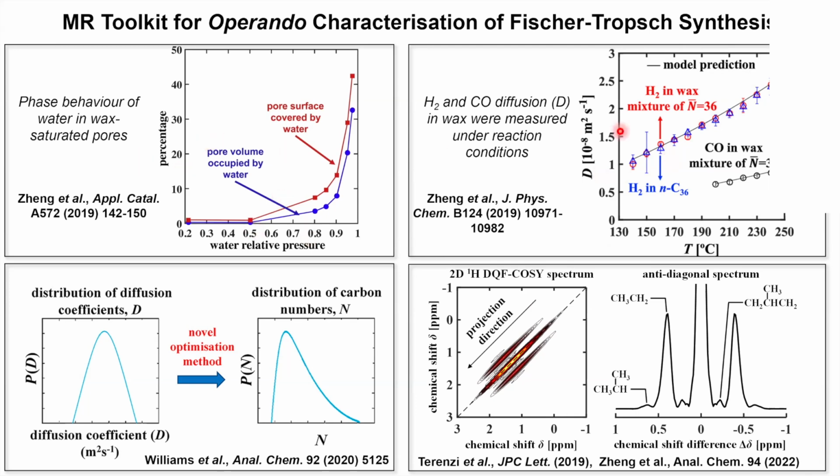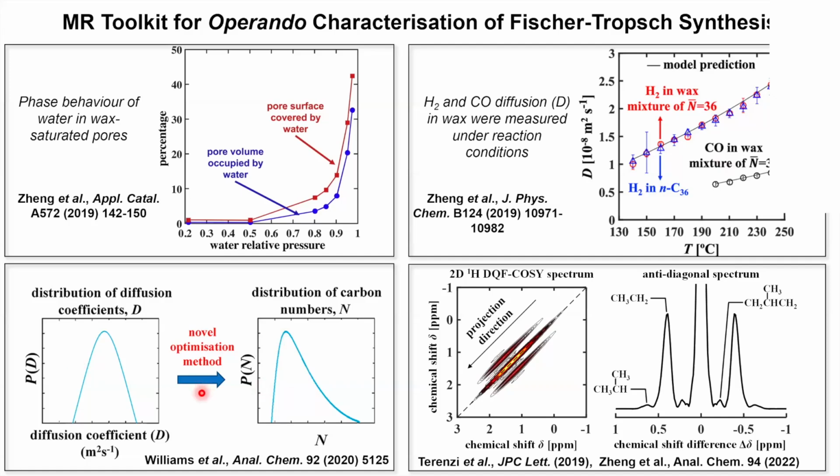We're also interested in the diffusion of our reactants and our products. We need to know that to understand where we're going to be hydrogen lean or CO lean, and that's going to affect the type of product that we form. So we've done measurements at suitable temperature conditions to directly measure the diffusion of hydrogen and CO in wax and improve the models that were out there in the literature.